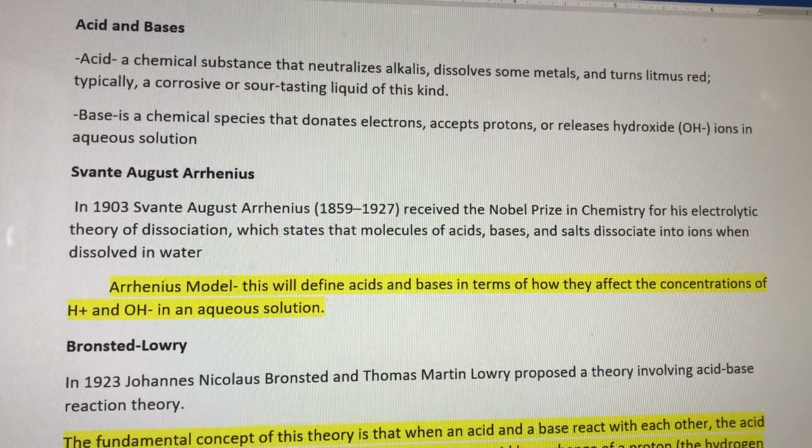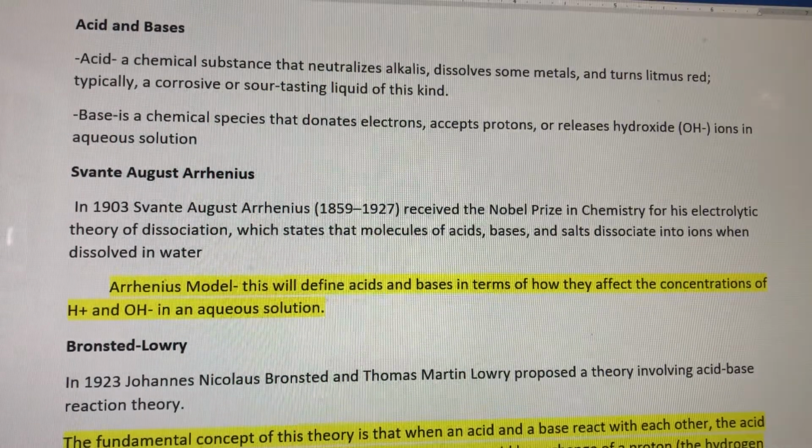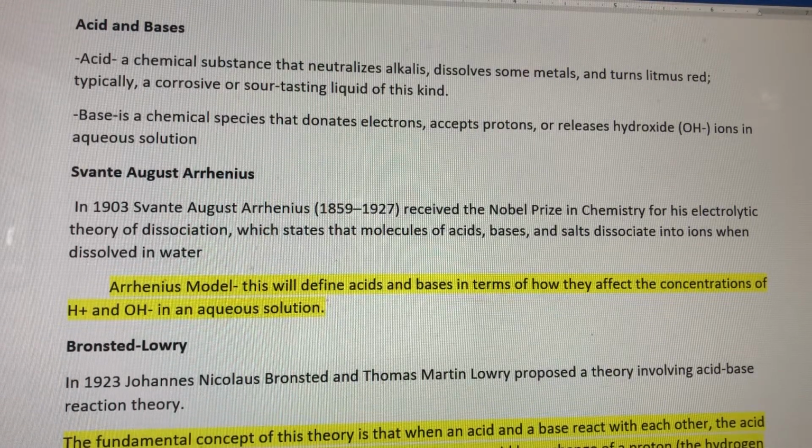Okay, so this is my extra credit opportunity lecture. It's going to cover material over lesson 17, over the exam 3 material by Dr. Smith. So in lesson 17, we covered acids and bases.